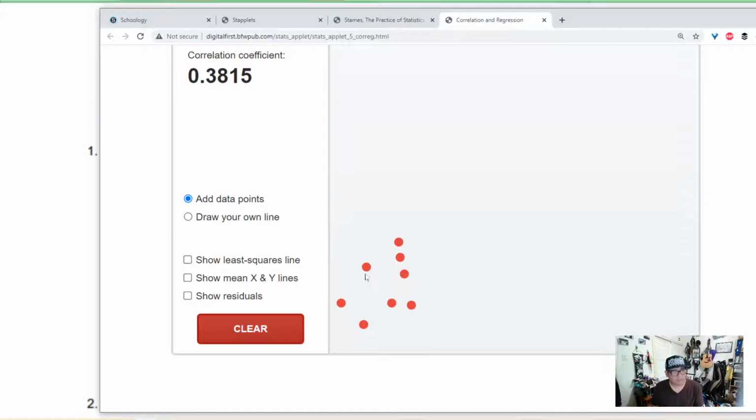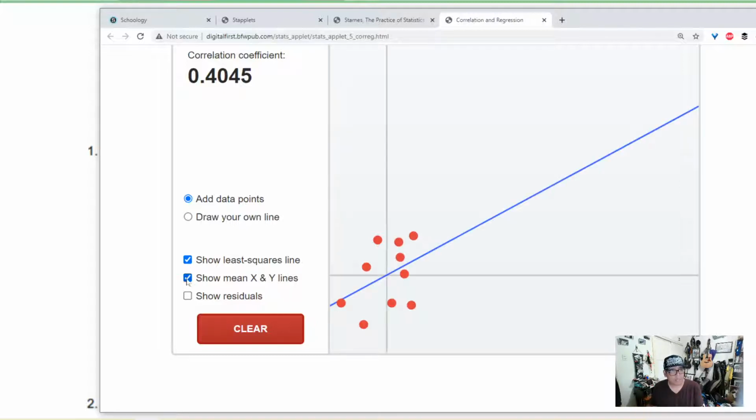And how many points do I have here? 1, 2, 3, 4, 5, 6, 7, 8. Got to get 2 more. 9. Oop, that wasn't very good. And 10. Okay, so let's adjust this a little bit. So here we've got 10 points. We've got a least squares regression line. Next, we want to check the boxes to show the least squares regression line, and the box to show the mean of x and y line.